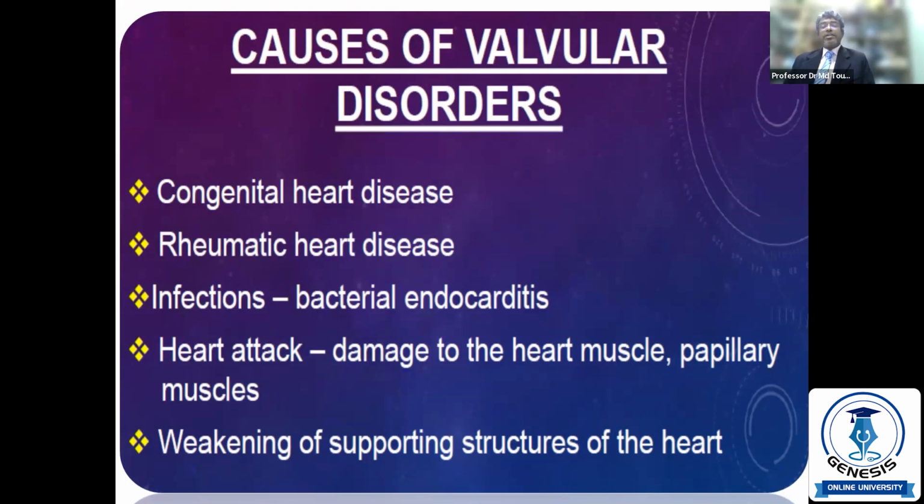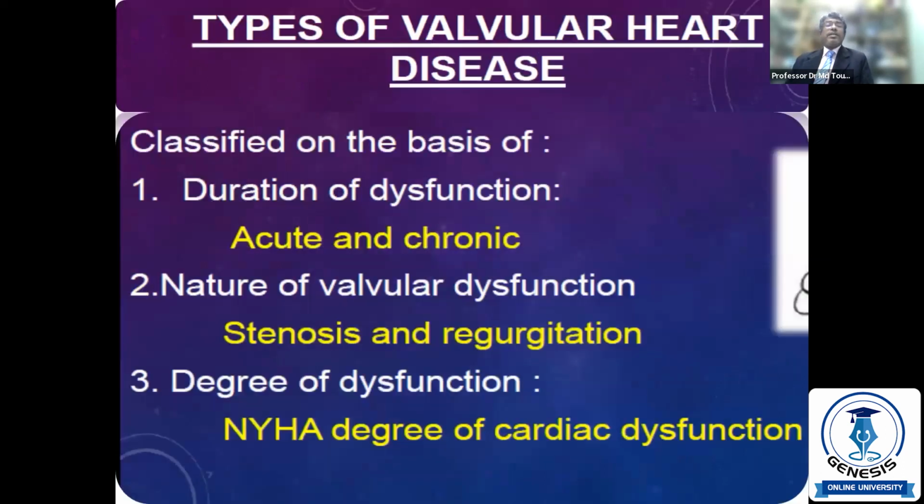And there may be weakening of the supportive structures of the heart if there is a cardiomyopathy. In different types of heart disease, due to dilatation of the heart, there may be poor coaptation, or there may be more opening in between the valve leaflets. So there is a regurgitant type of lesion, that is leaking valves also.